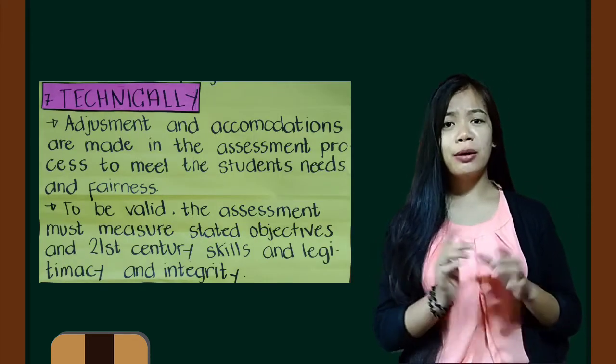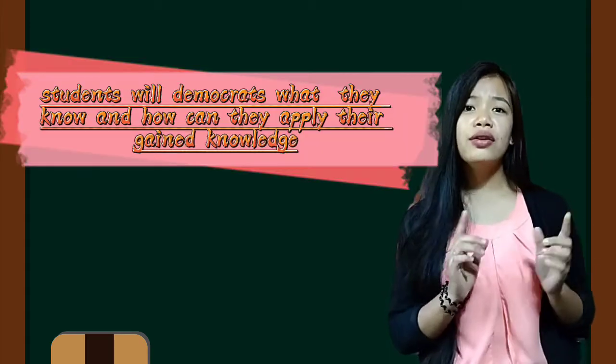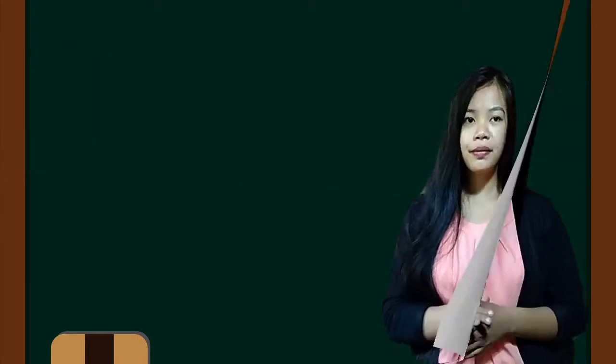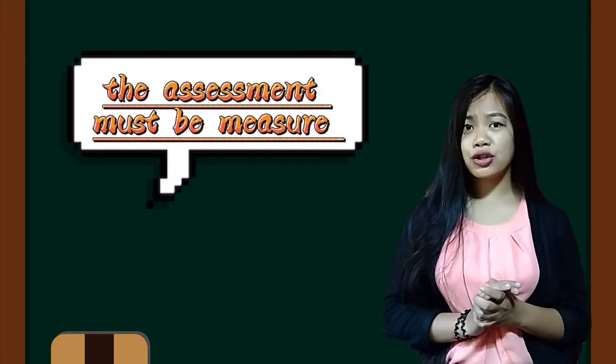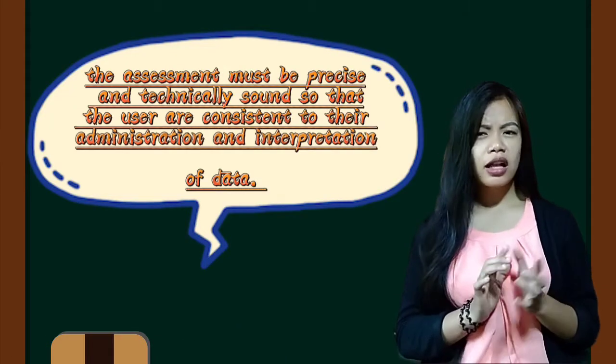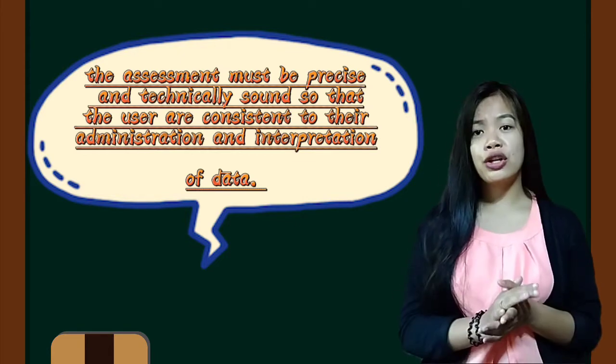Adjustments and accommodations are made in the assessment process to meet student needs and fairness. Students will demonstrate what they know and how they can apply their gained knowledge in ways that are relevant and appropriate for them. To be valid, the assessment must measure stated objectives and 21st century skills, with legitimacy and integrity. To be reliable, the assessment must be precise and technically sound so that the users are consistent in their administration and interpretation of data. They provide information for decision making in all relevant circumstances.